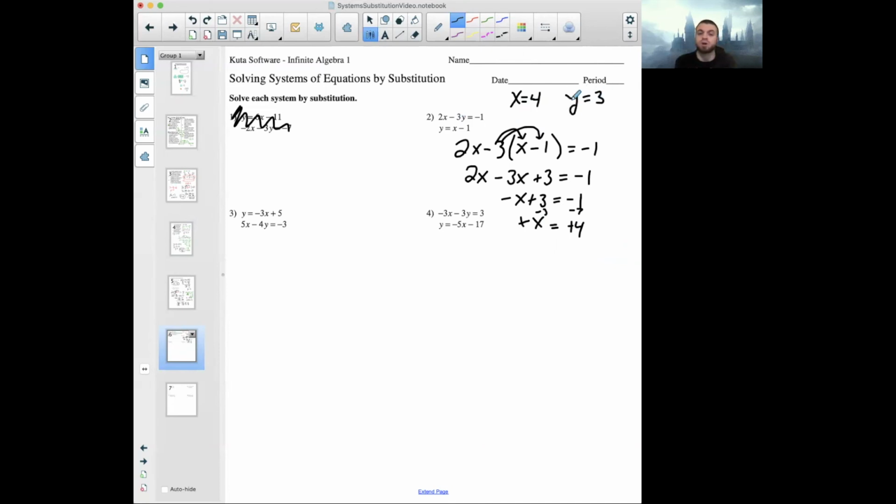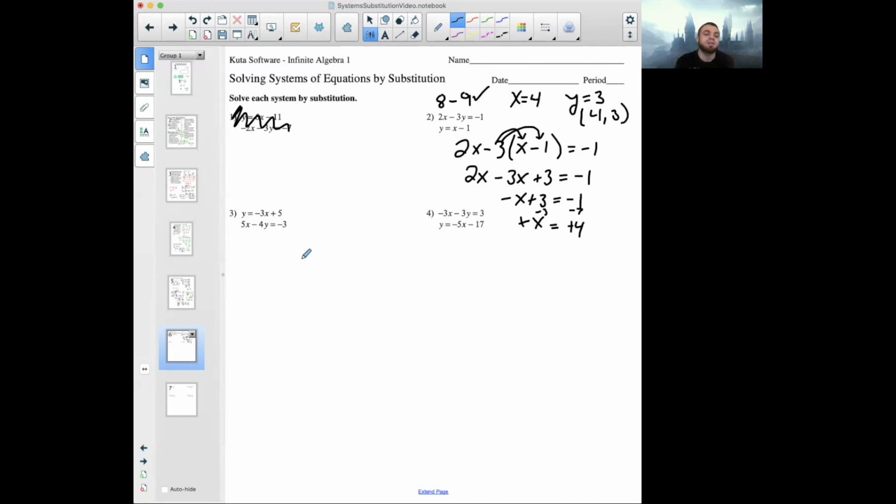Let's check our work. x equals 4 on the top. That would give me 8. y equals 3. 3 times 3 is 9. 8 minus 9. Yep, that's negative 1. And 4 minus 1 is 3. So that checks out. 4, 3. Or as a point like this.